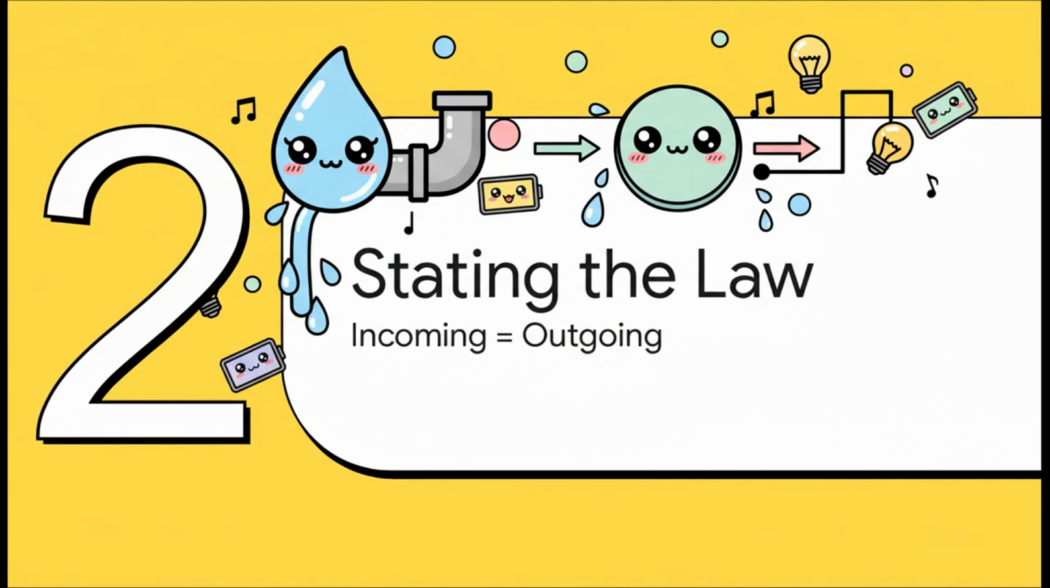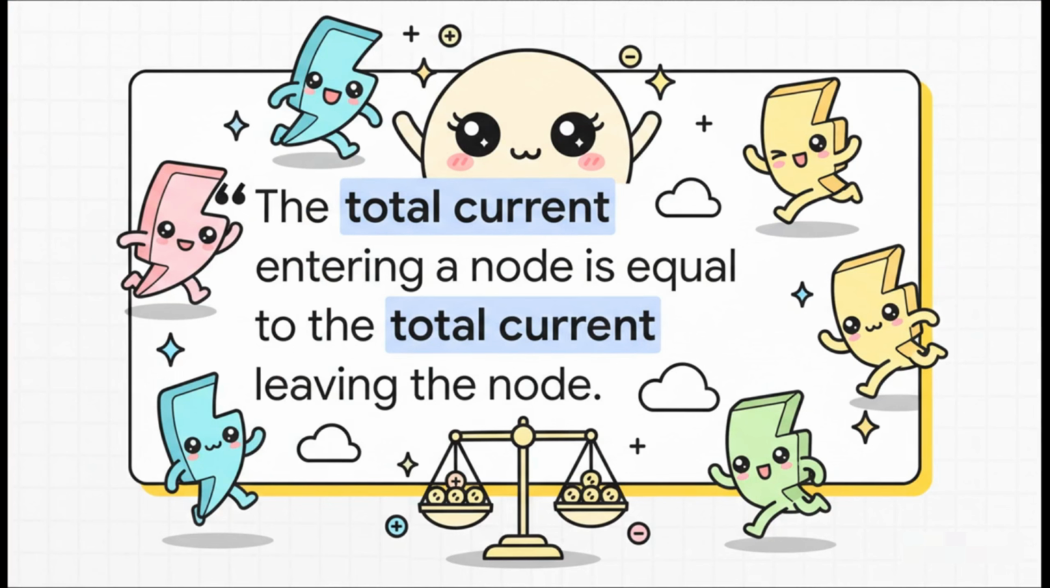Okay, perfect. We've got the water analogy locked in our minds. We know what a node is. Now we're ready for the main event. Let's state the law. And there it is, the law itself. Kirchhoff's current law tells us that the total amount of current flowing into a node has to be exactly equal to the total current flowing out of that same node. It's a perfect balancing act.